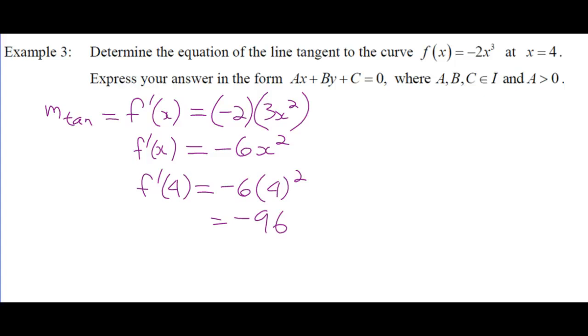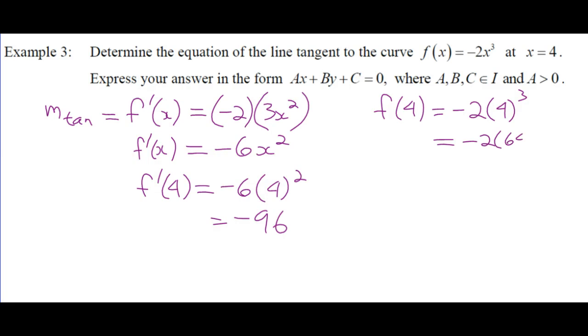All right, now we need another piece of information. We need to know the point, because to find the equation of a line, you need the slope. We have the slope, we need a point. And the point is f of 4, which is negative 2 times 4 cubed. What's 4 cubed? 64. I cheat, I do 2 to the 6 instead. But whatever.